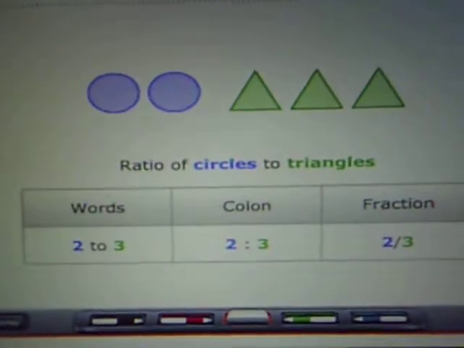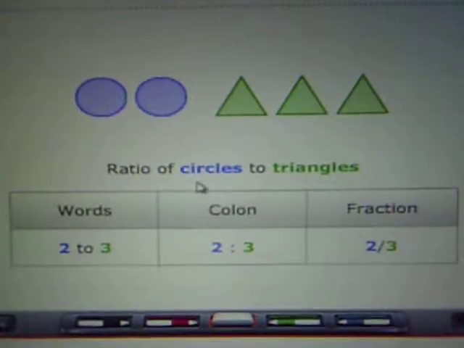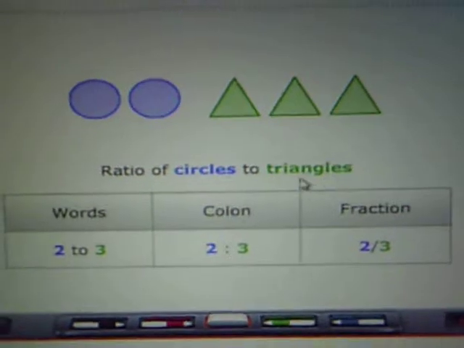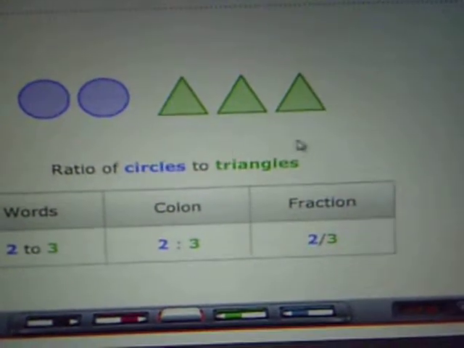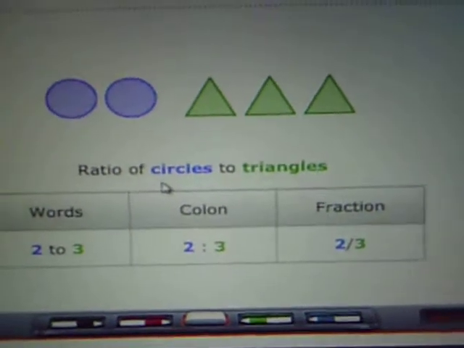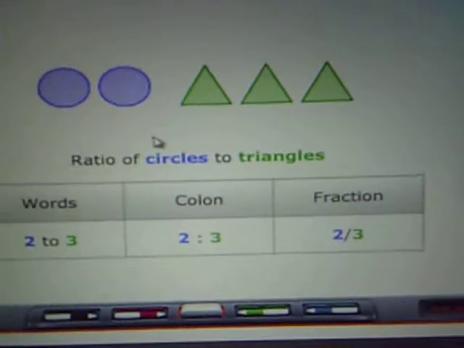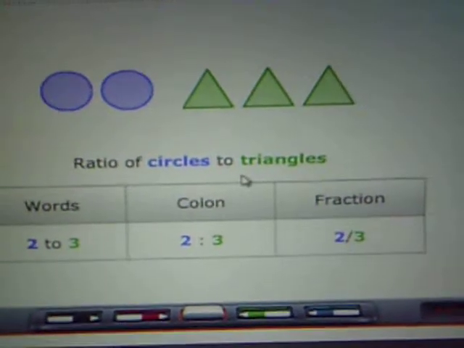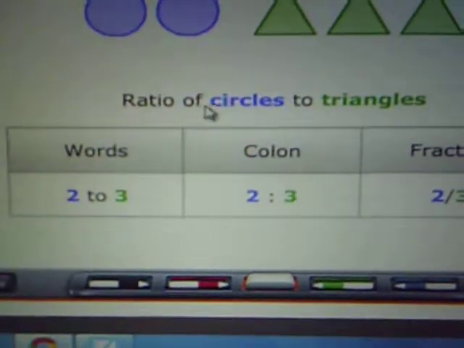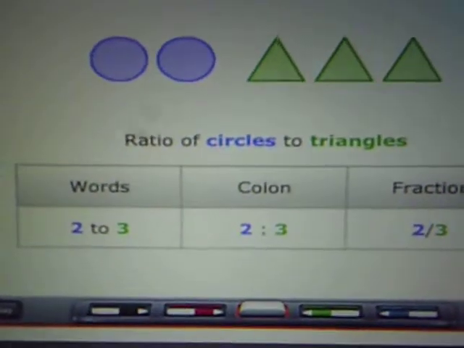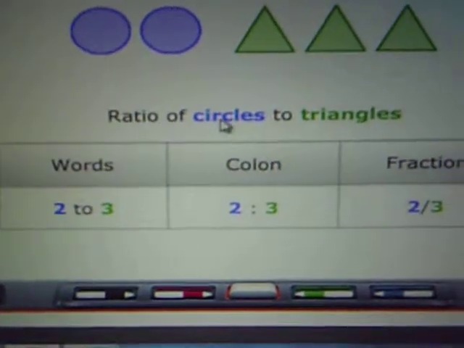Ratios, as we learned today, can be written 3 different ways. So if we're writing the ratio of circles to triangles, it's very important that your student reads the question to see which number to put first when they're making their ratio. This question says circles first to triangles second. So when we make our ratio, we put the number of circles first, which is 2, and the number of triangles second, which is 3.